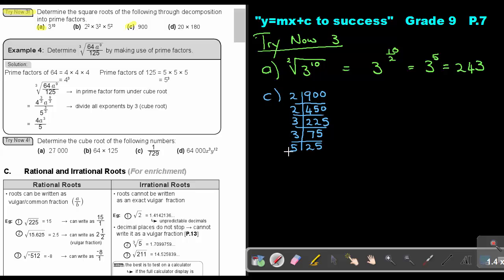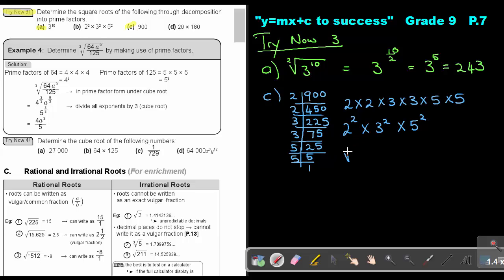And then 5, 5, 1. So my answer will be 2 times 2 times 3 times 3 times 5 times 5. Write it in index notation. So 2 to the power 2 times 3 to the power 2 times 5 to the power 2.